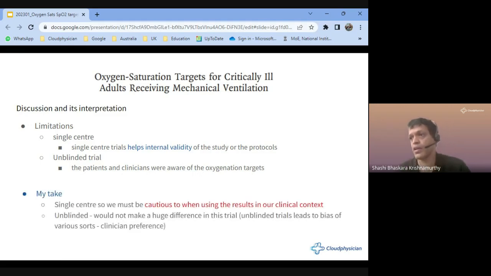My take is it is single center, so we must be very cautious in how we use it in our clinical context. And as I mentioned, blinding is very difficult because at the end of the day, with saturation targets, whether the clinician or the respiratory therapist, the physician, intensivist, will be unable to manage patients ethically if you completely blind them from what the saturation targets are going to be. So again it becomes a way in which we work with these results.